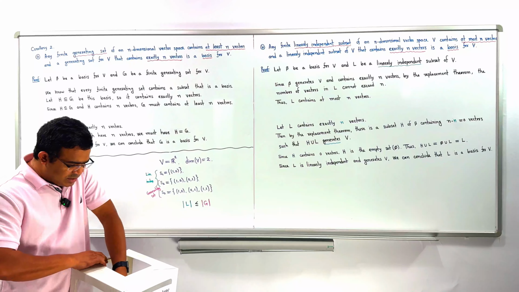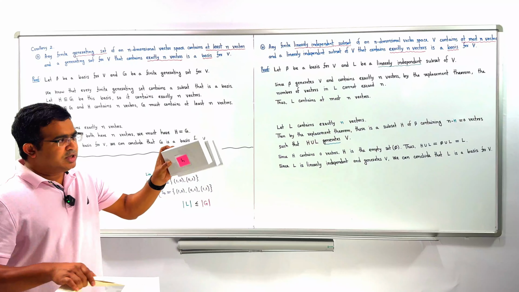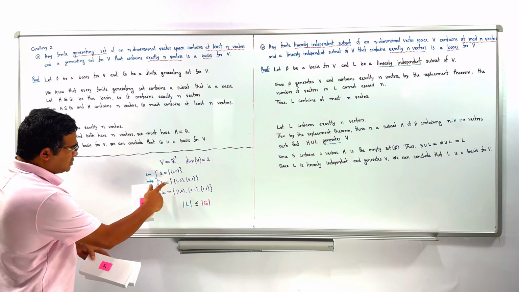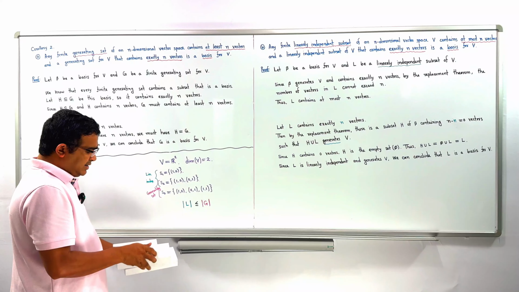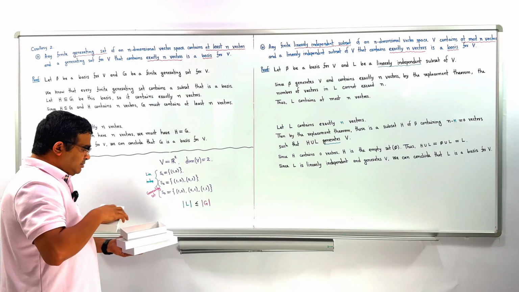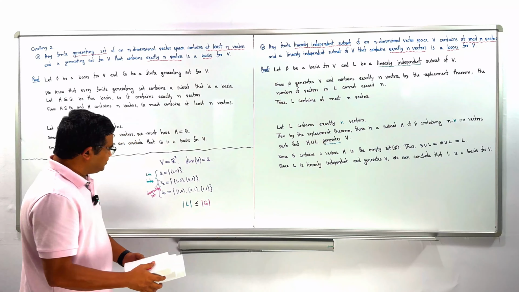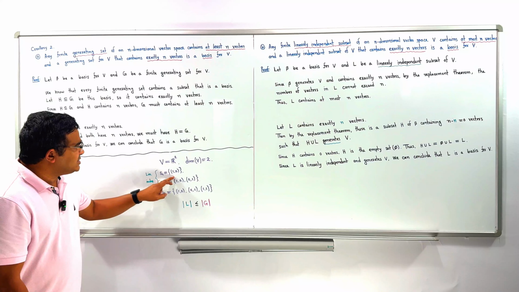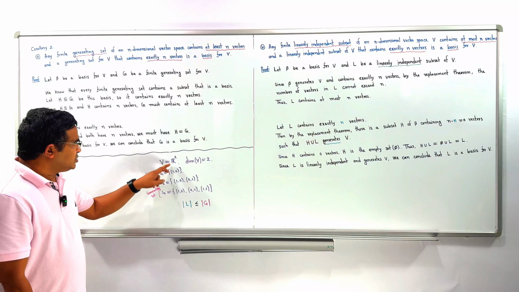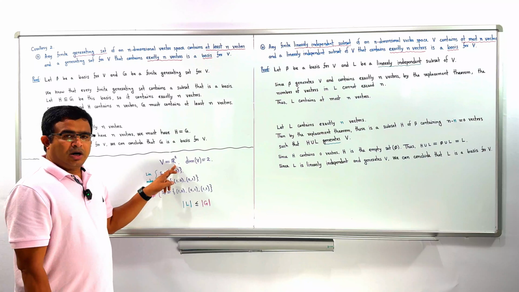Now, consider 3 subsets of this vector space V equals R2. S1 consists of only one vector. Similarly, S2 has 2 vectors, and S3 has 3 vectors. Now, S1 does not generate the vector space V equals R2, but S2 generates V equals R2. Also, S3 generates V equals R2.